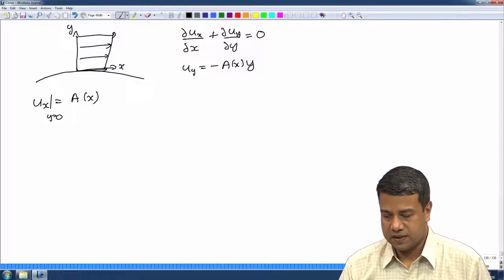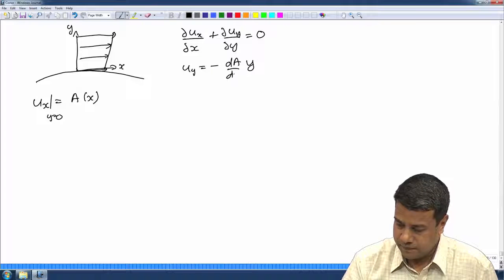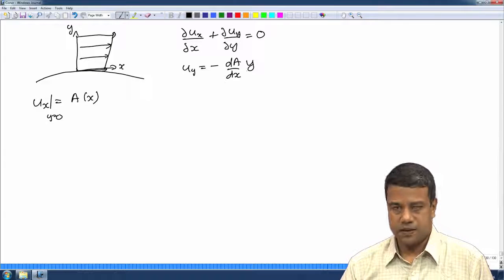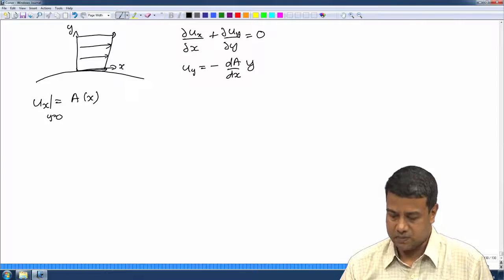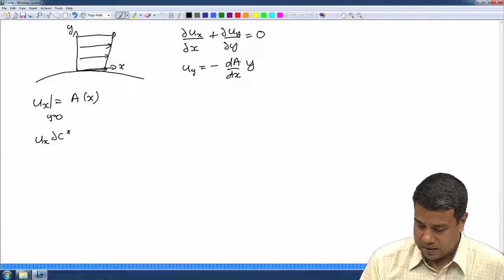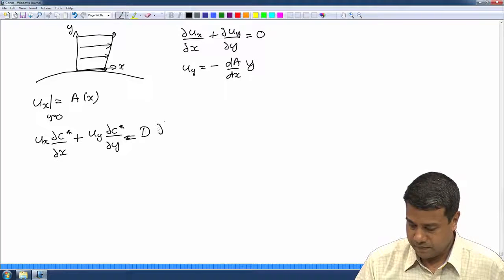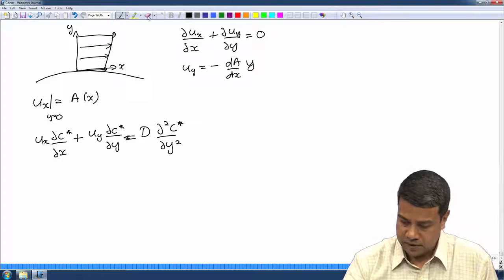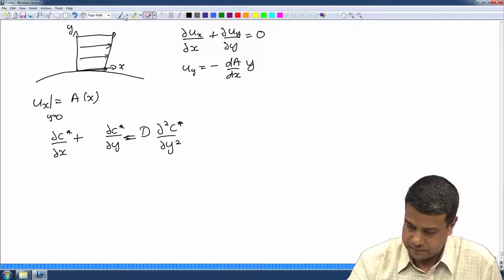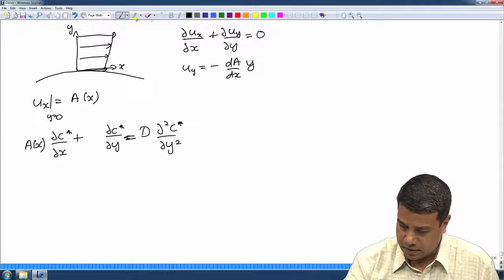Partial u y by partial y is minus, and I should apologize here, this is minus partial u x by partial x, which is d a by d x, therefore u y is minus d a by d x into y. Then I have the equation u x partial c by partial x plus u y partial c by partial y, and I substitute for ux and uy in this.